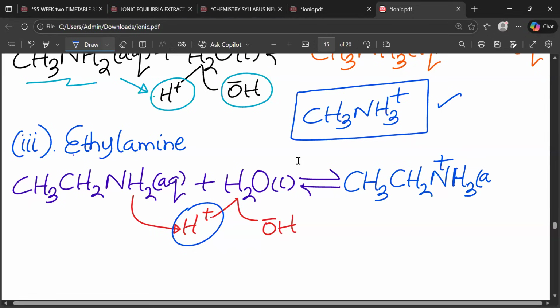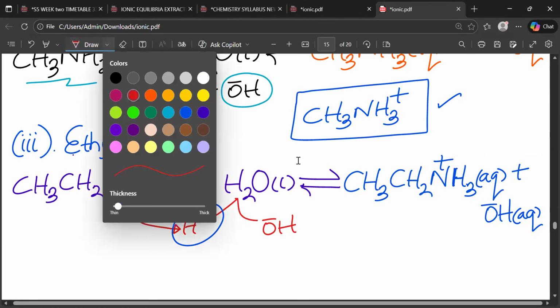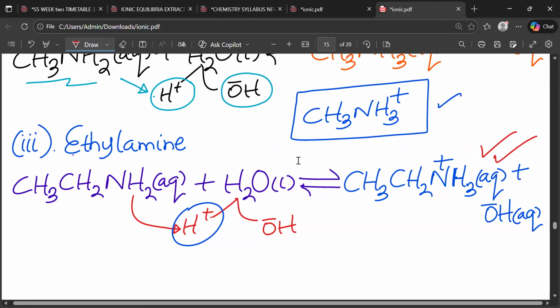What do you have? You have the aqueous. Then you shouldn't forget that the hydroxide ion will be part of the product side. And that's how you get your complete marks. So you're supposed to understand the chemistry in each equation. When you understand the chemistry in each equation, things become easy.